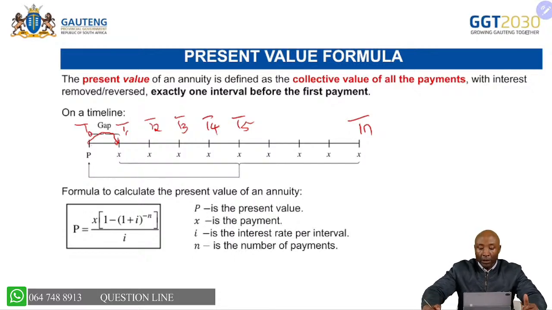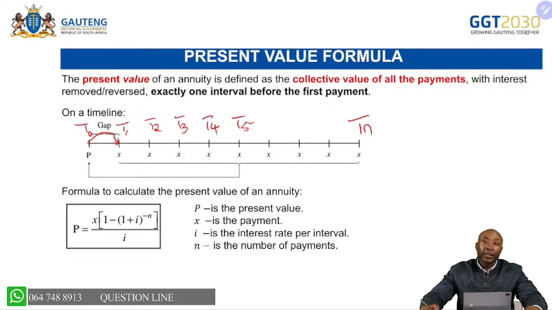So we know that our P represents the present value or the amount at hand. X represents our regular payments. Because this is an annuity, we have those regular payments. And our i represents the interest rate per interval. Remember, our interest has to be a decimal, and it depends on the compounding period that we are using as well.